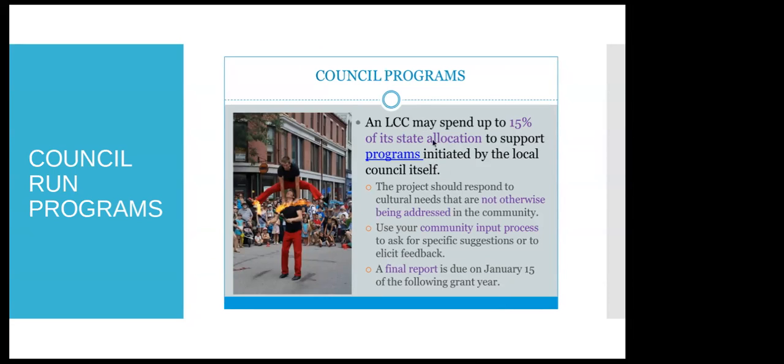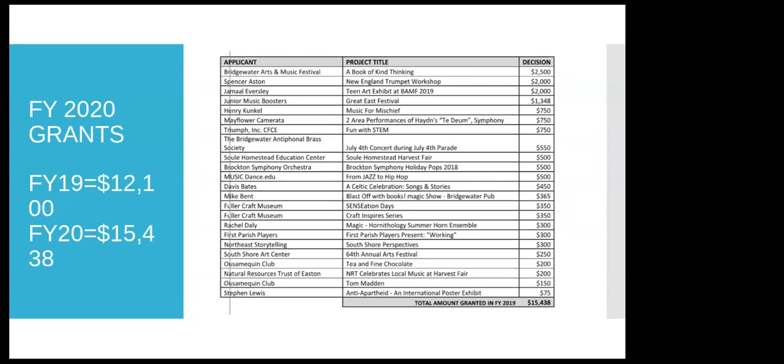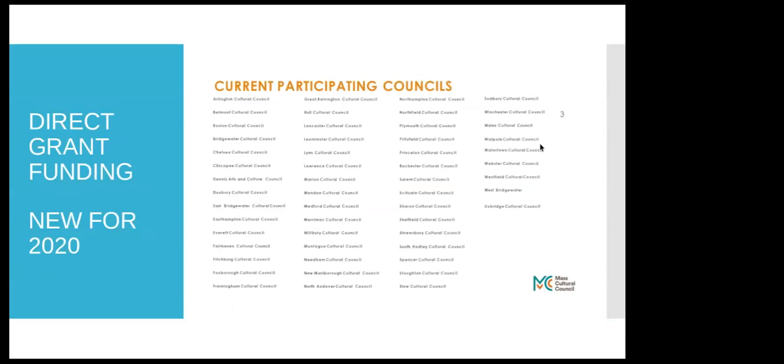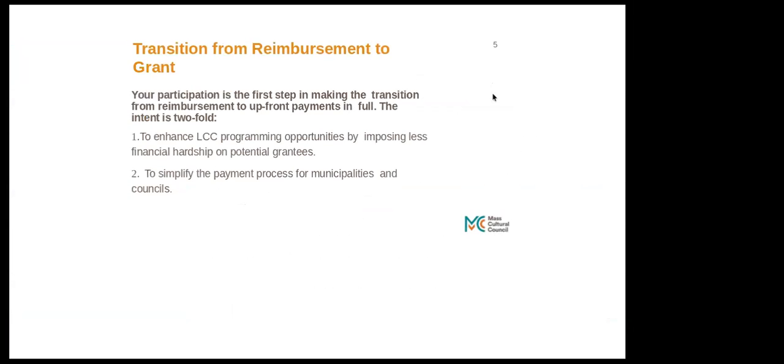Okay, so we can spend up to 15% on our own programs, which we have plans to do, but we haven't done it. This is just an example of some of the programs that were funded 2 years ago and how much they were granted. So I'll just move that up there for a second. I don't think that's important. This is just all 329 of the current participating councils.